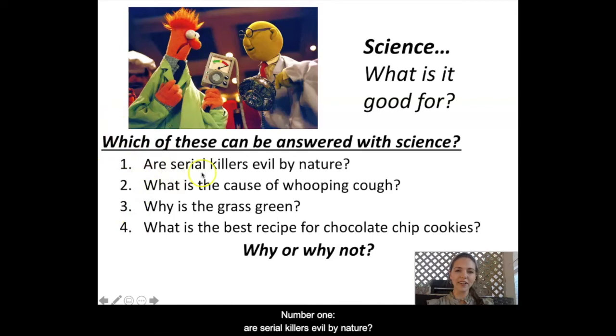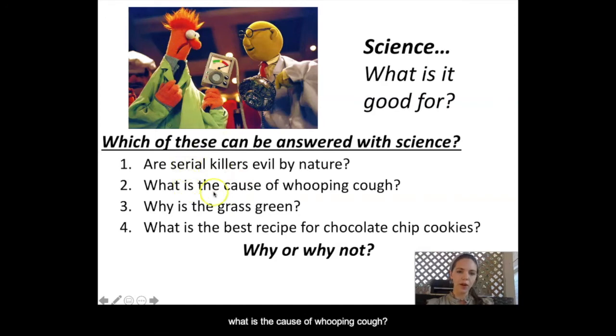Number 1, are serial killers evil by nature? So this exact question, as it's currently phrased, probably can't be answered by science, right? Why? Science does not make moral judgments. So when you're looking at this question here, the word evil, it's not the role of science to work through this, right? But maybe you could take this question and rephrase it a little bit. Maybe you could ask instead something like, are serial killers genetically predisposed to lack empathy? This is actually something that science could probably address.